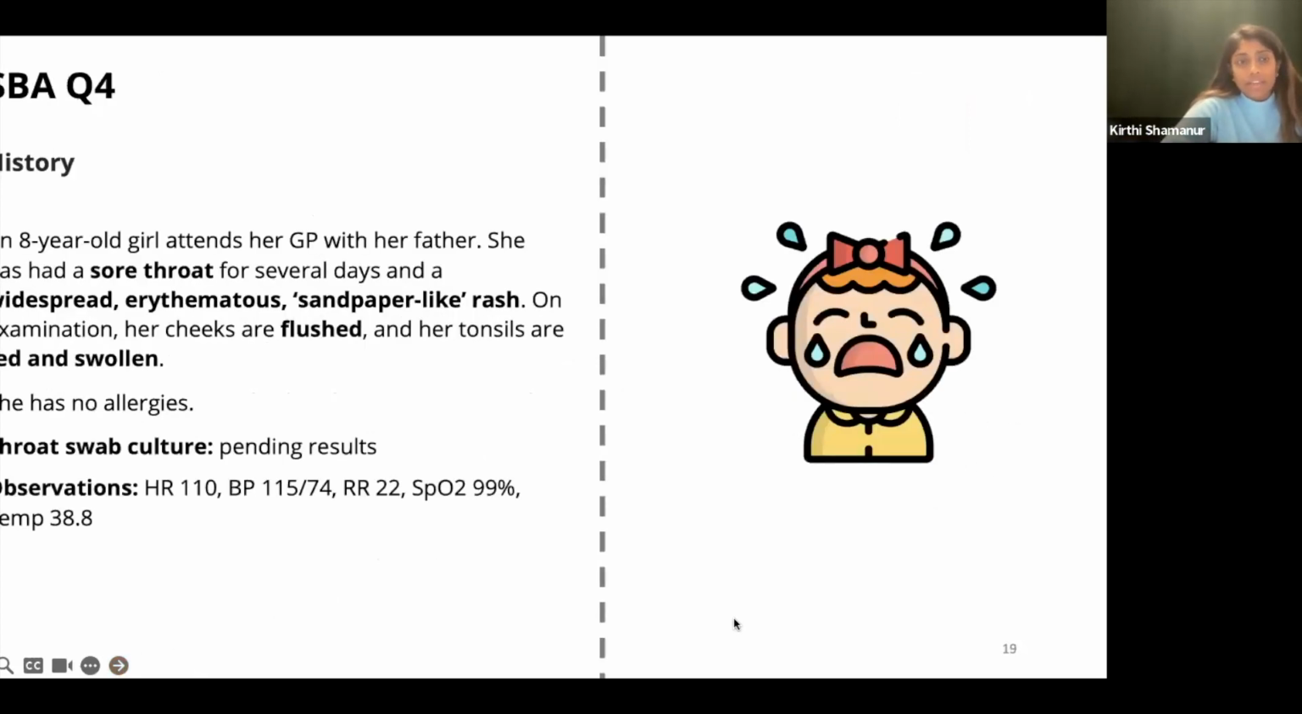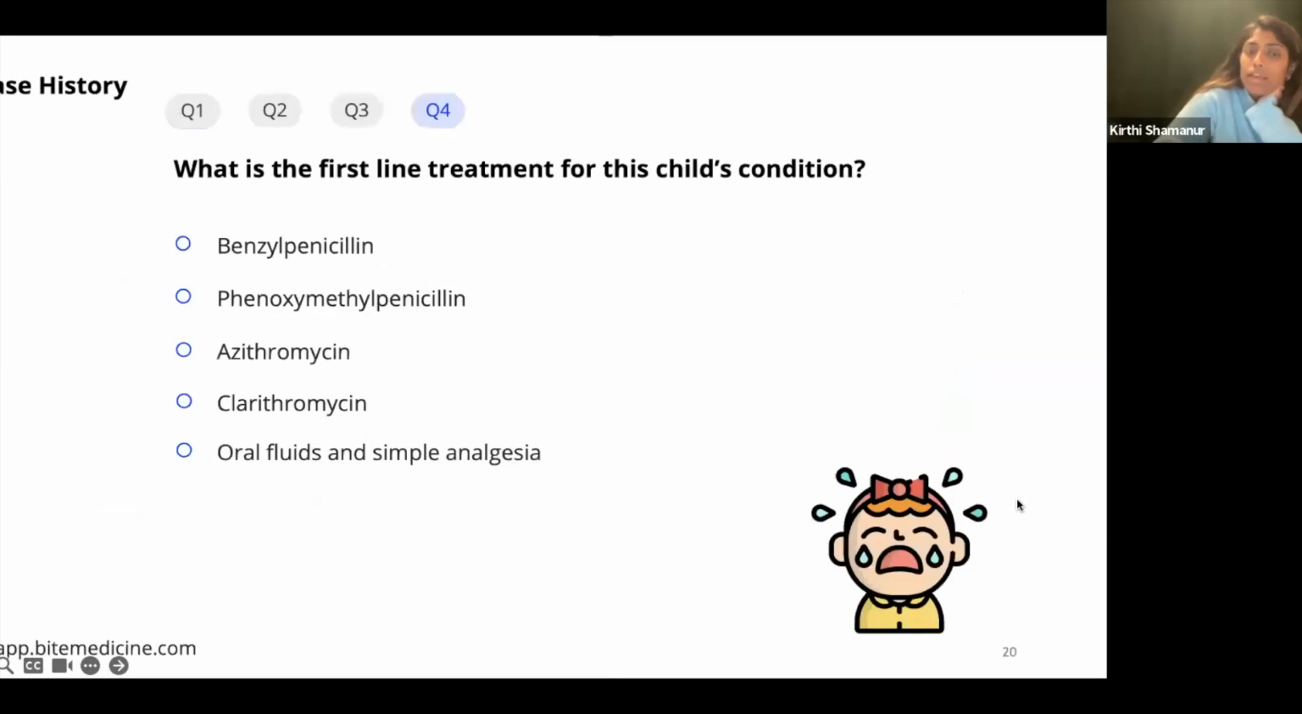Cool. So our next question. Here we have an 8-year-old who comes to the GP with her dad. She has had a sore throat for several days, a widespread red sandpaper-like rash, flushed cheeks, and her tonsils are red and swollen, and she has no allergies. The throat swab has been sent, but we're waiting for the results. Observations: slightly tachycardic at 110, but with 8-year-olds that's not too bad. She's febrile, and maybe slightly working hard in terms of breathing, but she's probably a bit distressed.